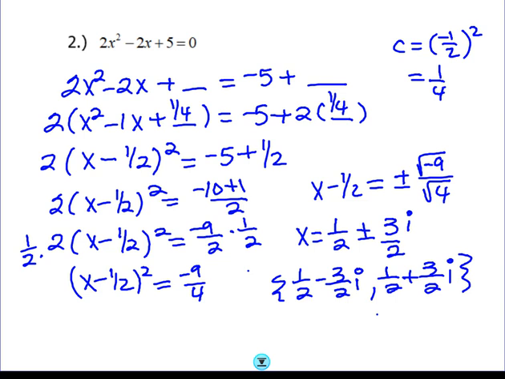All right, so same process with the fractions, so don't let the fractions scare you. All right, let me know if you have any questions.